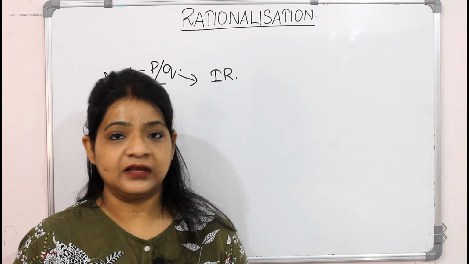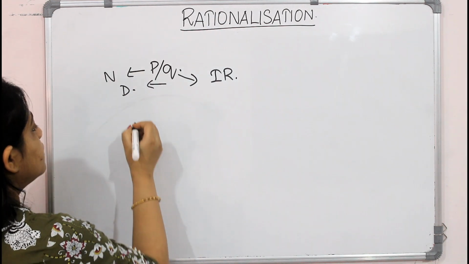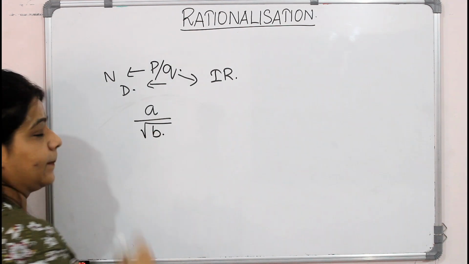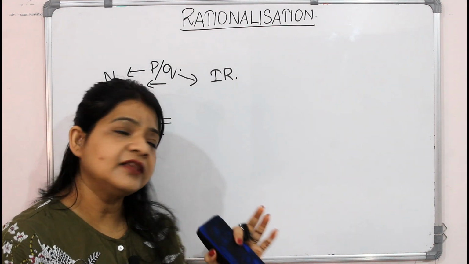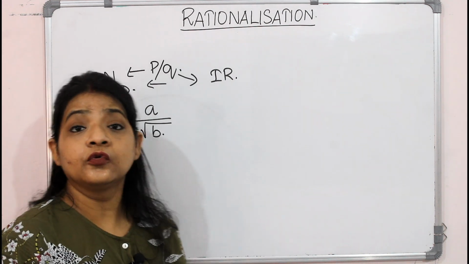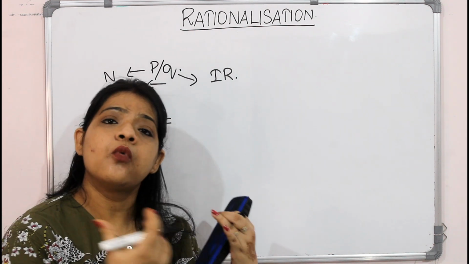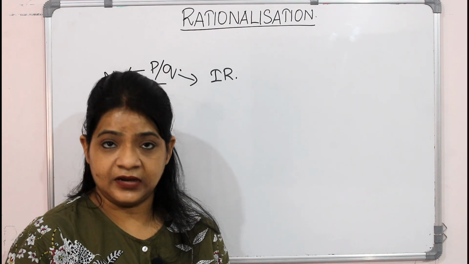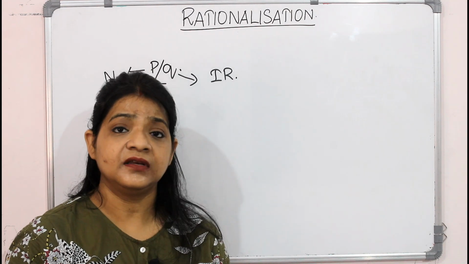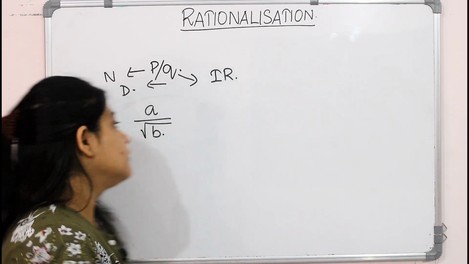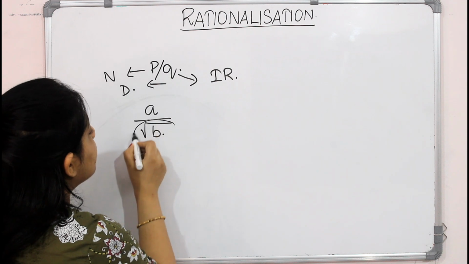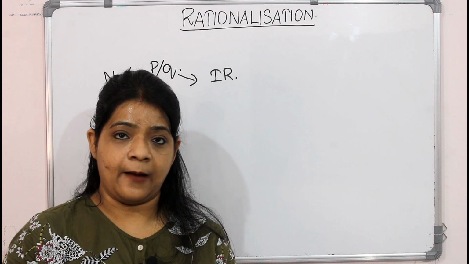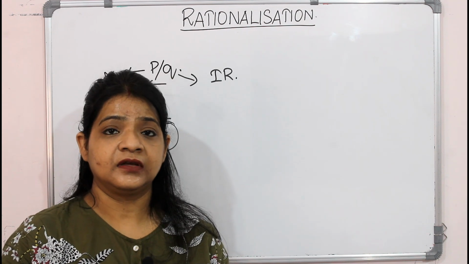Let me show you with an example. Suppose I am given a number like a by root b. Clearly you can say that a is the numerator and root b is the denominator. Now what type of number is root b? Root b is an irrational number, that is, the denominator is an irrational number. So somehow you need to convert the denominator into a rational number. Now how can you do that?